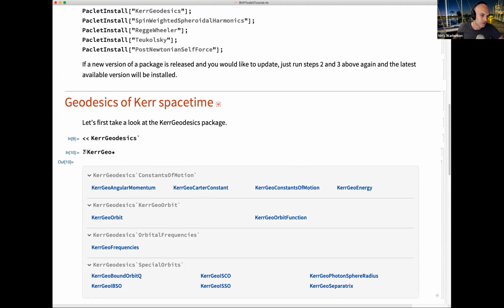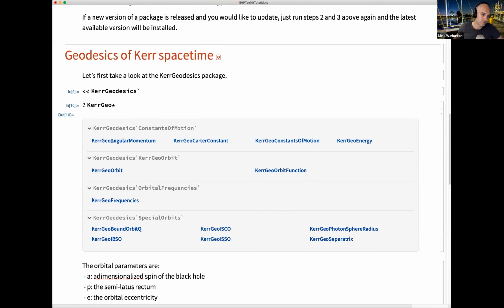So if you look for KerrGeo star, that tells you all of the packages that are now in your context that start with that. So you can see there's a bunch of packages for computing constants of motion. There's a general function for dealing with orbits that I'll talk about. Computing the frequencies can be very important, and there's a bunch of special functions for dealing with things like the innermost stable circular orbit, or where's the separatrix and things like that.